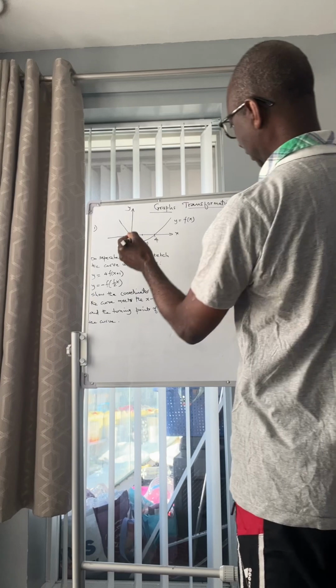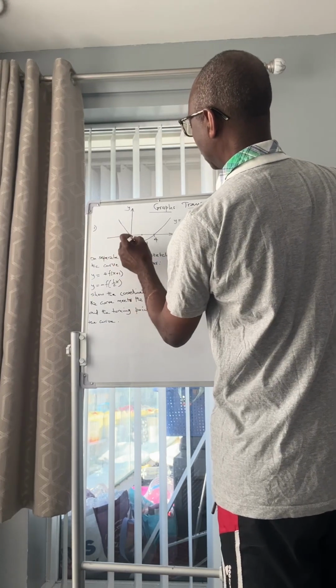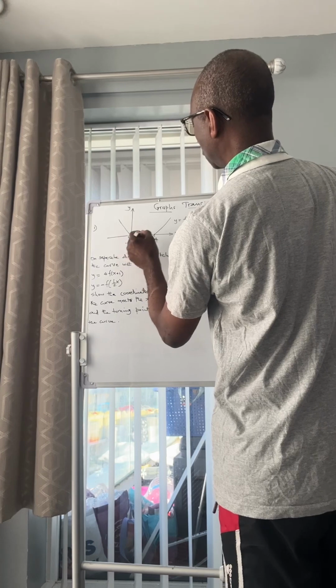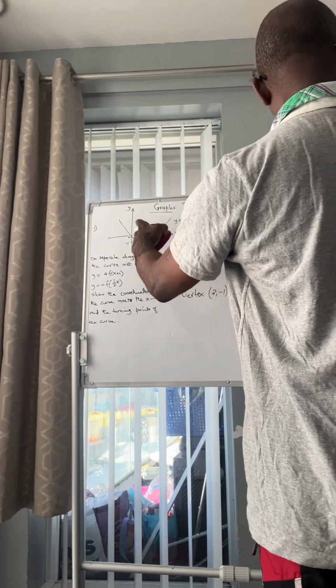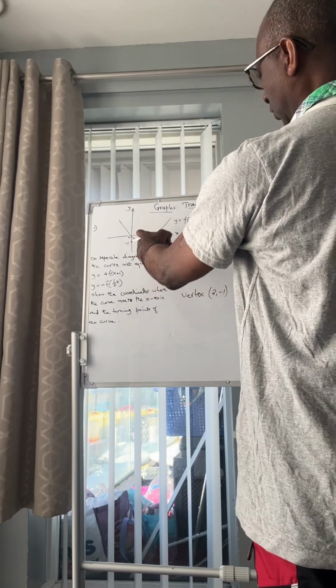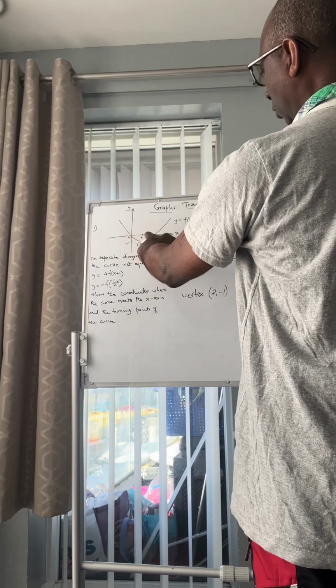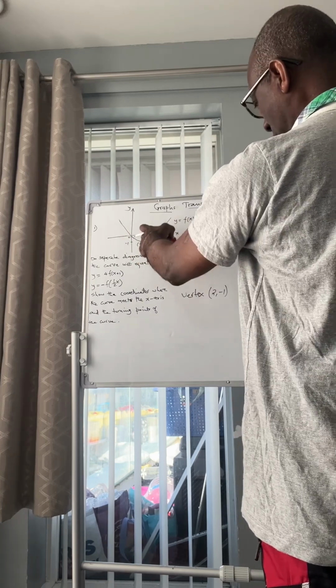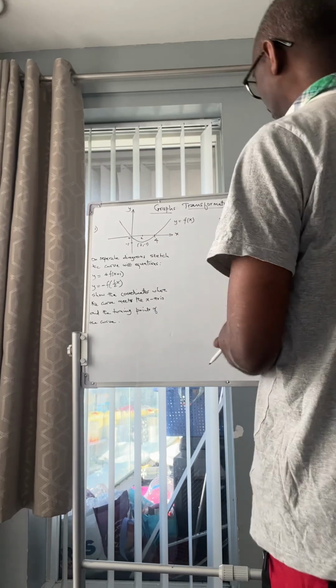This is how the graph is given. Let me put minus 1 here and 2 here, and 4, 0. So the turning point for this graph happens at 2, minus 1, at x equals 2 and y equals minus 1. That is the vertex that is given to us.